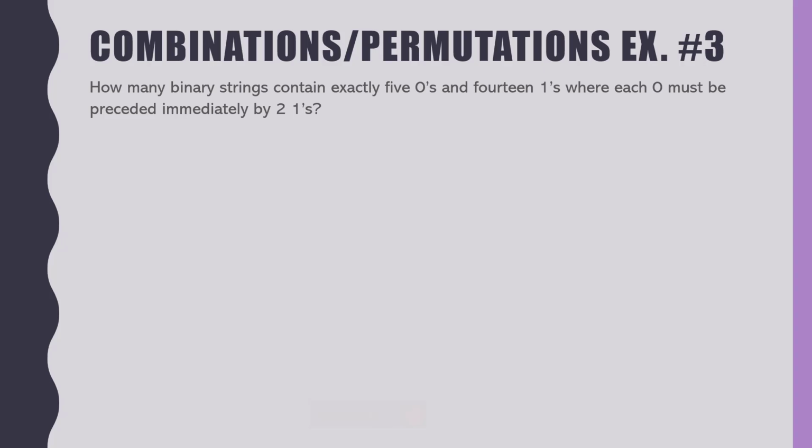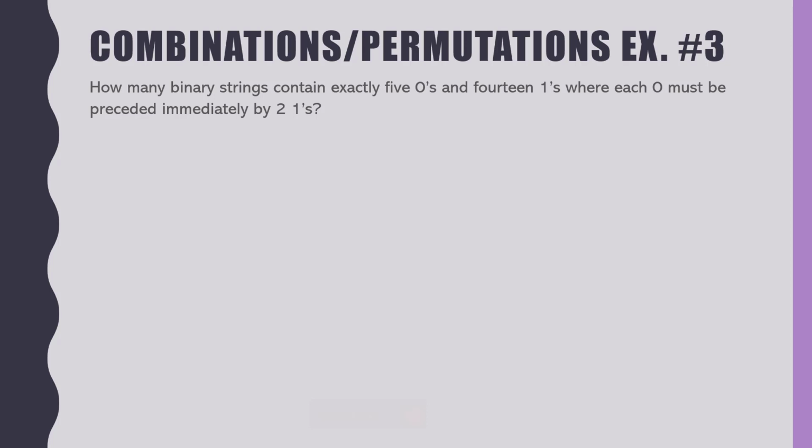So the question here: how many binary strings contain exactly 5 zeros and 14 ones, where each zero must be preceded by 2 ones? Let's take this back into baby steps. What if I didn't give you a restriction? If I just said there are 5 zeros and 14 ones, forgetting the part about being preceded by 2 ones, what would the answer be?